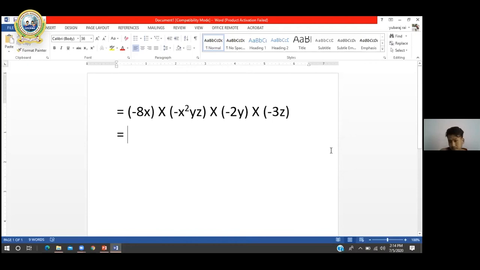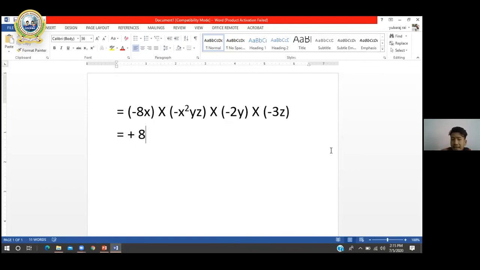Rahul Khimire, can I please talk to you, Rahul ji? Yes, sir. So Rahul ji, you have been watching, can you please tell me what would be the final sign after multiplication? Plus. Very good. Because there are four minuses: minus minus plus, plus minus minus, minus minus plus. If you multiply four minuses, it becomes a plus. The final sign is plus. Thank you very much.